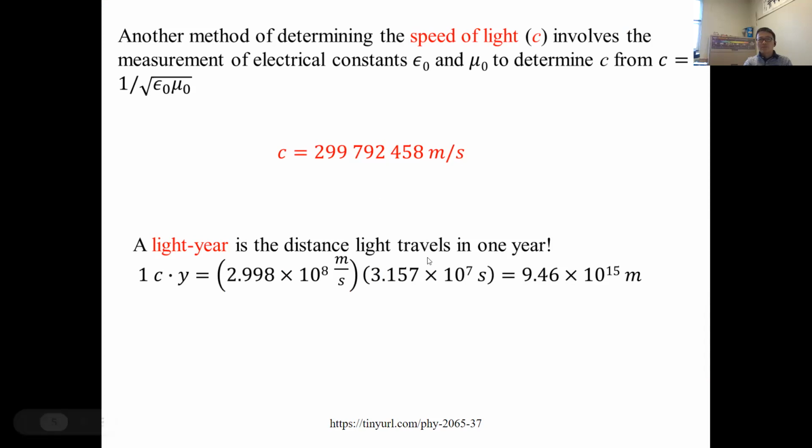You might also have heard about a light year. This is not a unit to measure time, but a unit to measure the distance light travels in 1 year. So the speed of light times the seconds in a year gives you 9.46 times 10 to the 15 meters. Okay, so that's a very large distance.